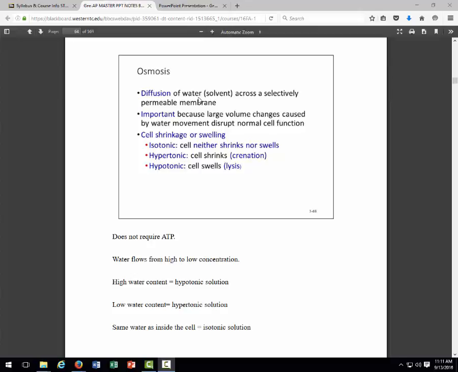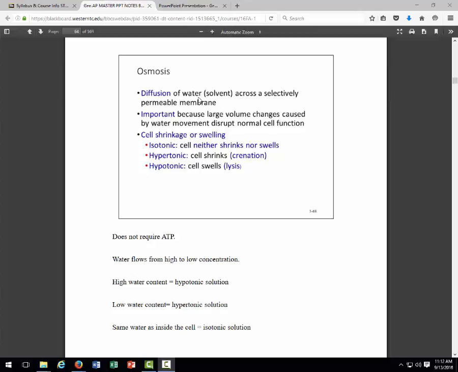There's a couple of terms we use to describe a solution. Isotonic means that solution is the same as the solution around it. So if a cell is isotonic, that means the concentration of solutes in water is the same as the interstitial fluid. And isn't that what we would want to maintain if we're just hanging out in homeostasis?